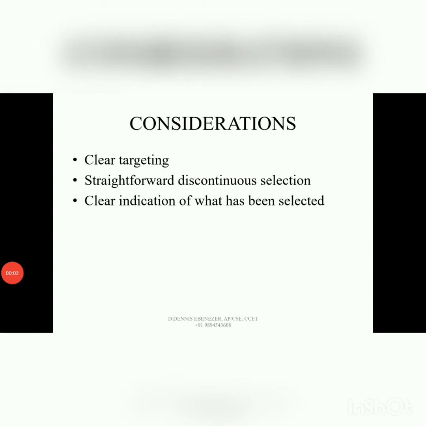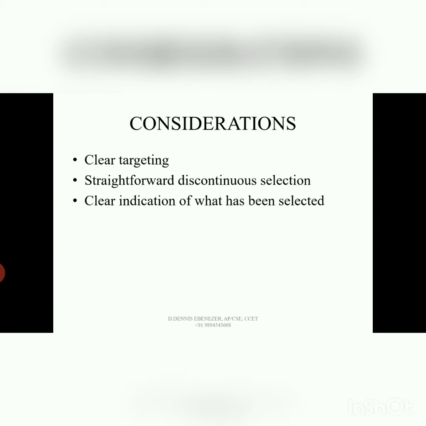When using toggle selections, there are three considerations to be made. The first one is clear targeting. This is nothing but when we need to select something, we need to be precise in selecting the item. The second one is straightforward discontinuous selection. That is, the selection has to be done in such a way that we need not select continuously; rather, we can choose randomly.